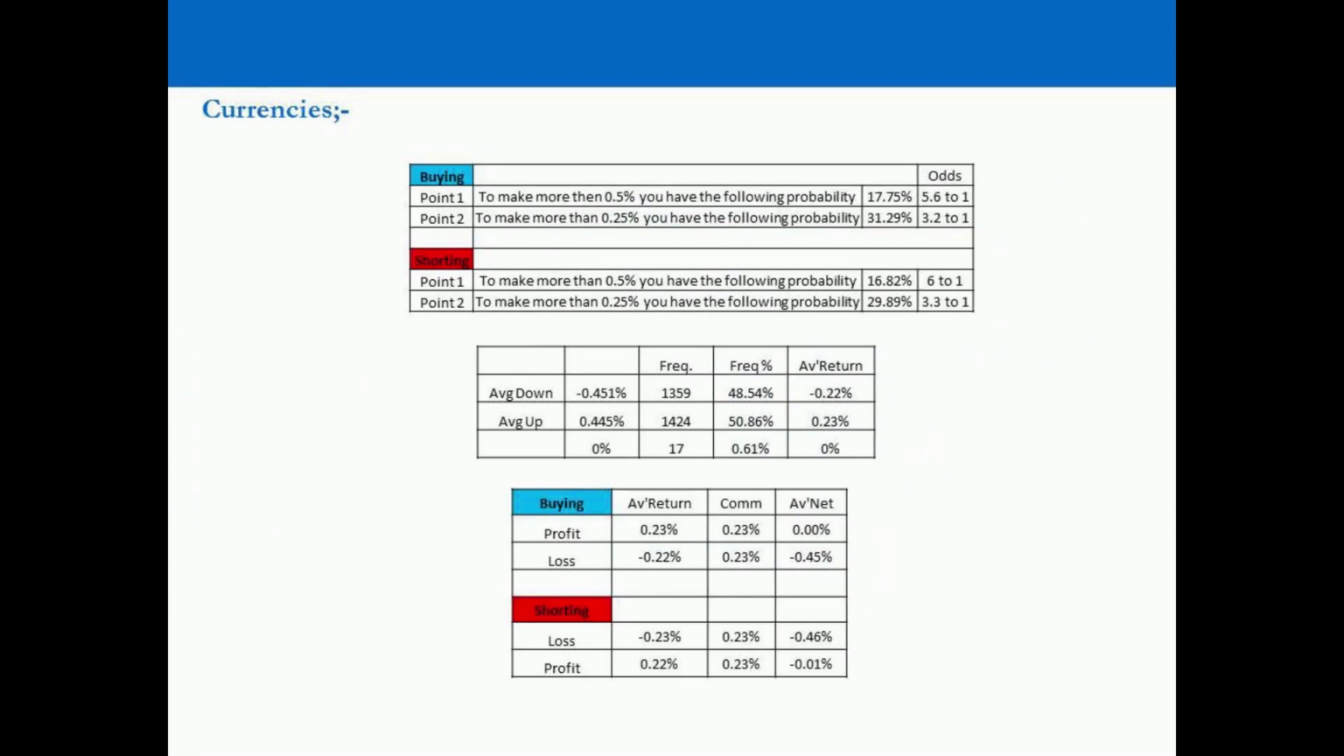What do the odds of making certain amounts of money look like in sterling US dollar? To make 0.25% when buying, 3.2 to 1 against. To make 0.5%, 5.6 to 1 against. Shorting, on a day when you decide to short, you've got 0.25%, you've got 3.3 to 1 odds against. And to make 0.5%, 6 to 1 against. And we haven't added in commission yet. These are all gross numbers.